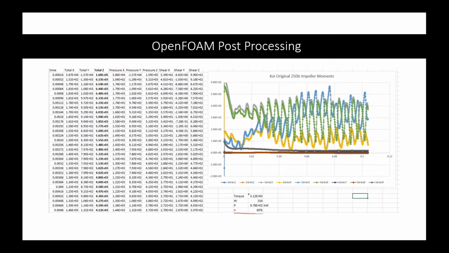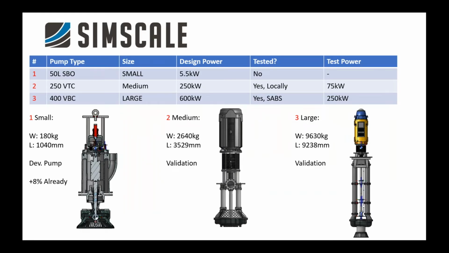Okay, so enter SimScale, right? For this, I prepared 3 case studies, and the one is developmental. That's for the small pump, and there are actually 2 validation cases that we ran. Internally, it's really important for us to know, okay, if something's running fast, it has to run accurate, right? You can't sacrifice accuracy for speed. That doesn't make any sense at all.